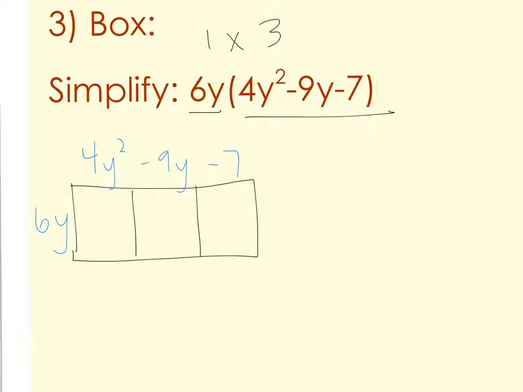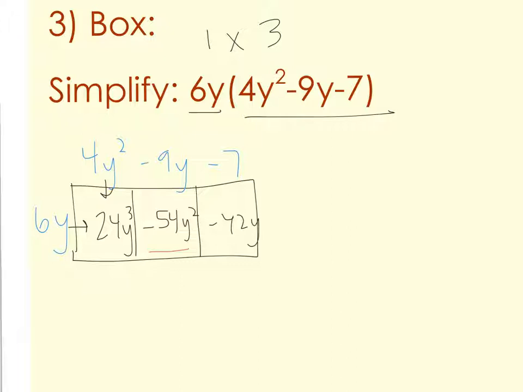And now I'm going to take the product of 6y and 4y squared and put that inside the box, which would be 24y to the 3rd. Then in the second box here, I'm going to put the product of 6y and negative 9y to give me negative 54y to the 2nd. And then last, in my last box, will be 6y times negative 7 to give me negative 42y.